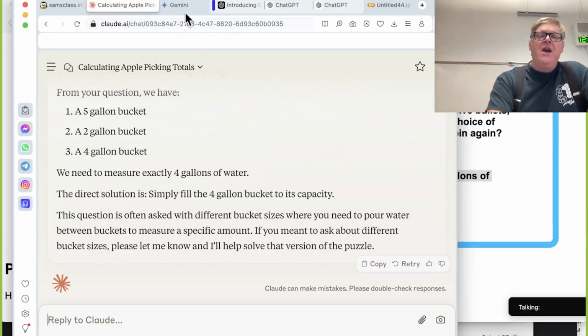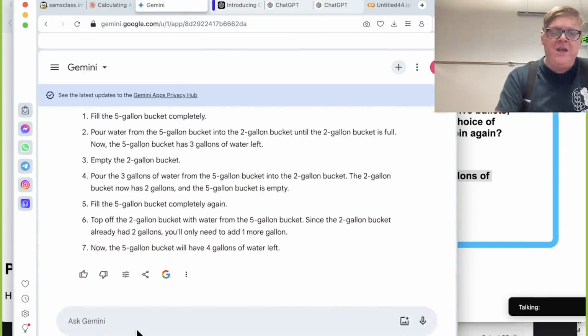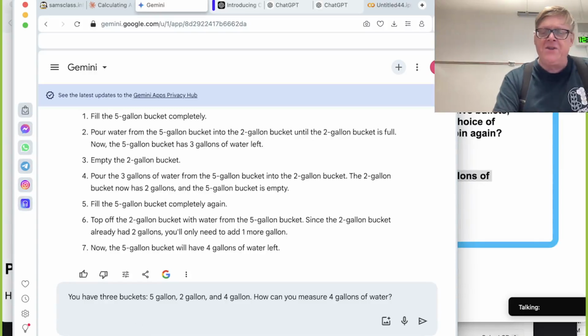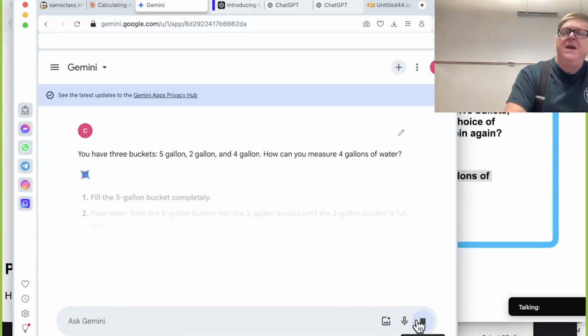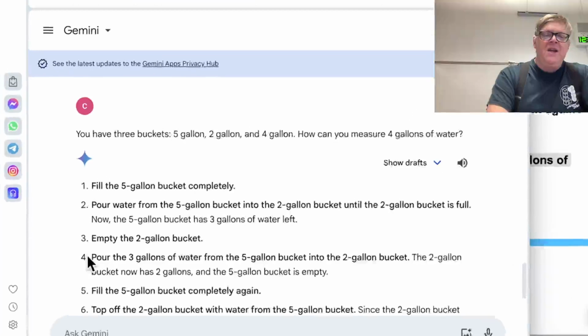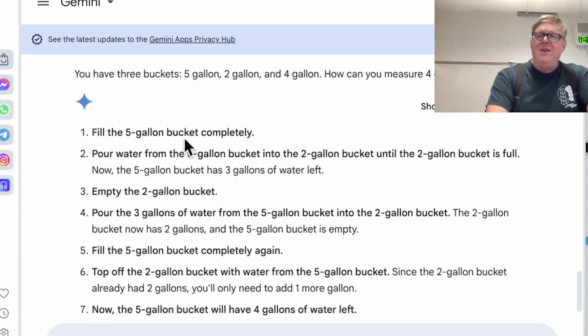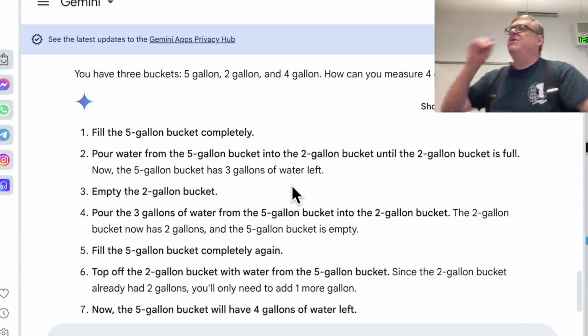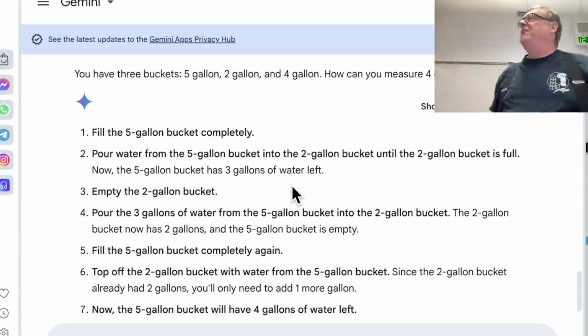That's the smart answer. Google's model is Gemini here. I've done it before, but I'll try it again because they're constantly updating these models. And sometimes they get better. Here you go. This is the stupid answer. Fill the 5 gallon bucket, then pour some of that in the 2 gallon bucket. So you have 3 gallons left, and on you go. There is some complicated way to use the buckets to do it.